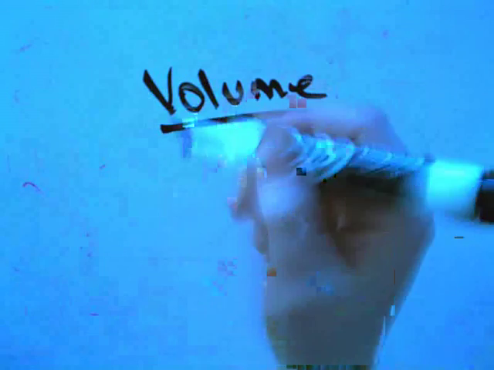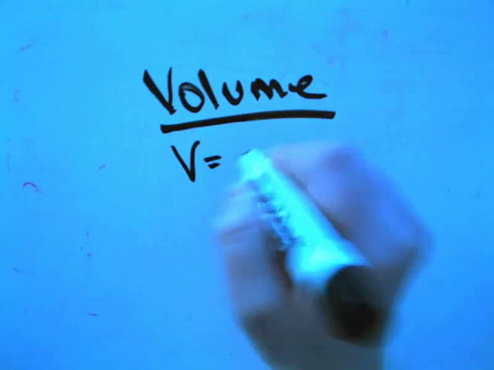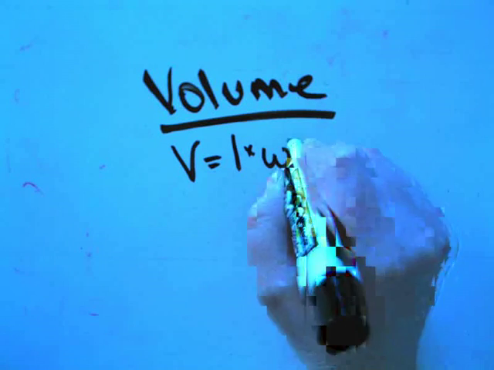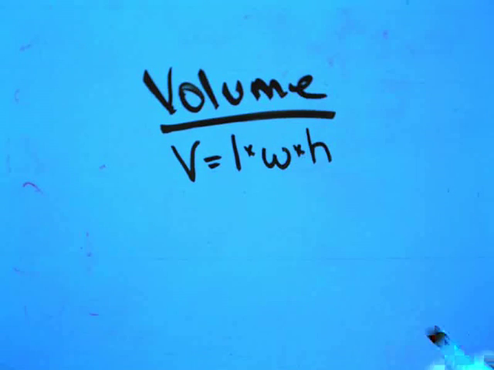Okay, so today we're going to talk a little bit more about volume. We've already learned how to find the volume of a prism. And when we spoke about volume of prisms, we had two different formulas. The first formula is volume is the length times the width times the height.